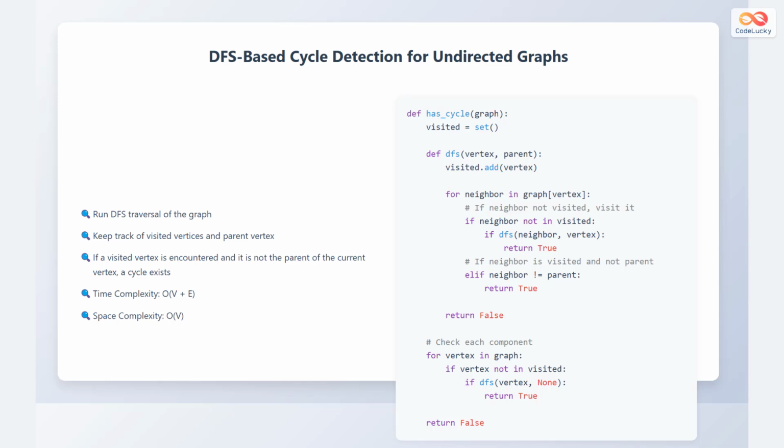One common approach for cycle detection is using depth-first search or DFS. The algorithm consists of traversing the graph using DFS, keeping track of visited vertices and the parent vertex, and if a visited vertex is encountered that is not the parent of the current vertex, then a cycle exists. The time complexity of this approach is O(V + E), where V is the number of vertices and E is the number of edges. The space complexity is O(V), where V is the number of vertices. The provided code snippet implements this algorithm in Python.